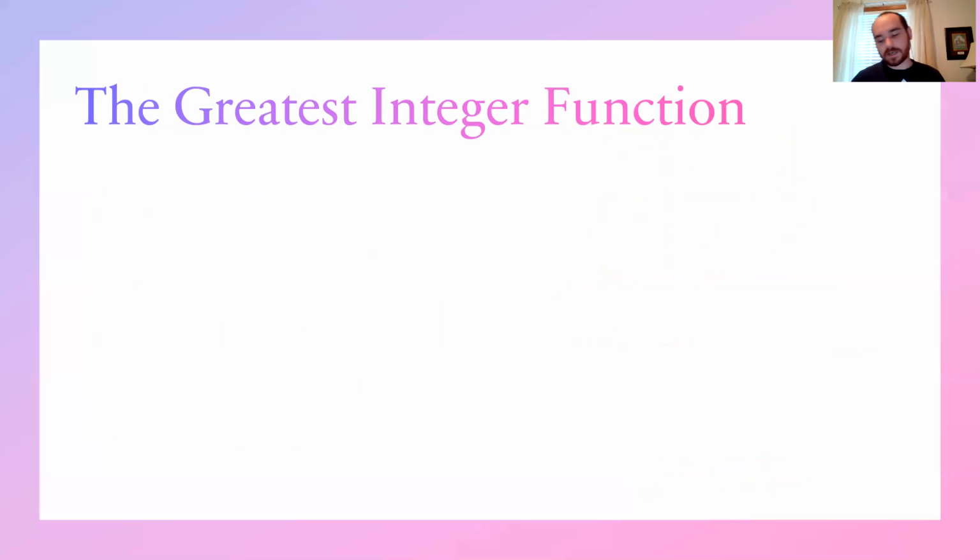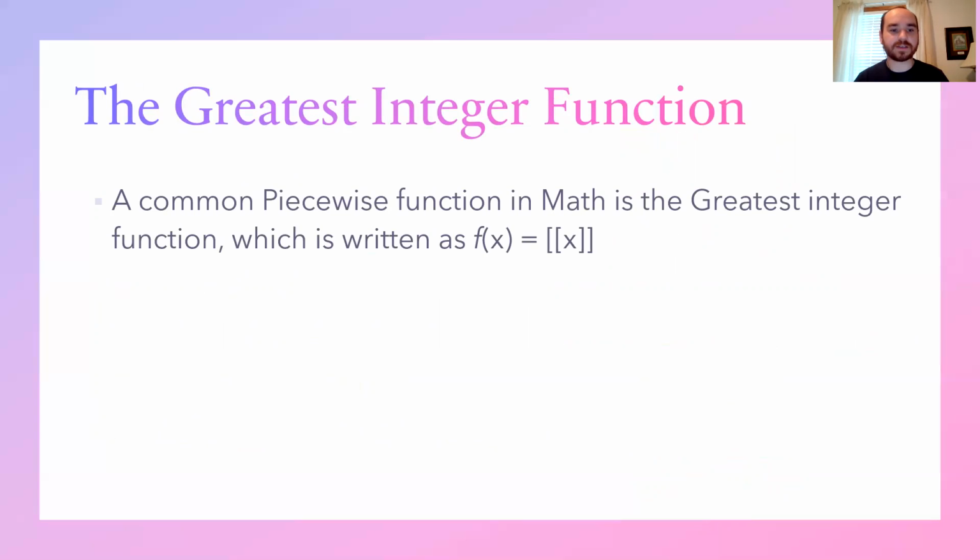So the next thing we want to talk about is called the greatest integer function. And this is actually super, super easy. It's going to seem a little bit more complicated than it actually is. But it's a common piecewise function, and it's called the greatest integer function, which is written as f of x equals this weirdly bracketed x. I think technically these are supposed to be combined, but I don't know how to draw that on my computer. And it doesn't really matter. If you see this kind of double bracketed x, that is the greatest integer function.